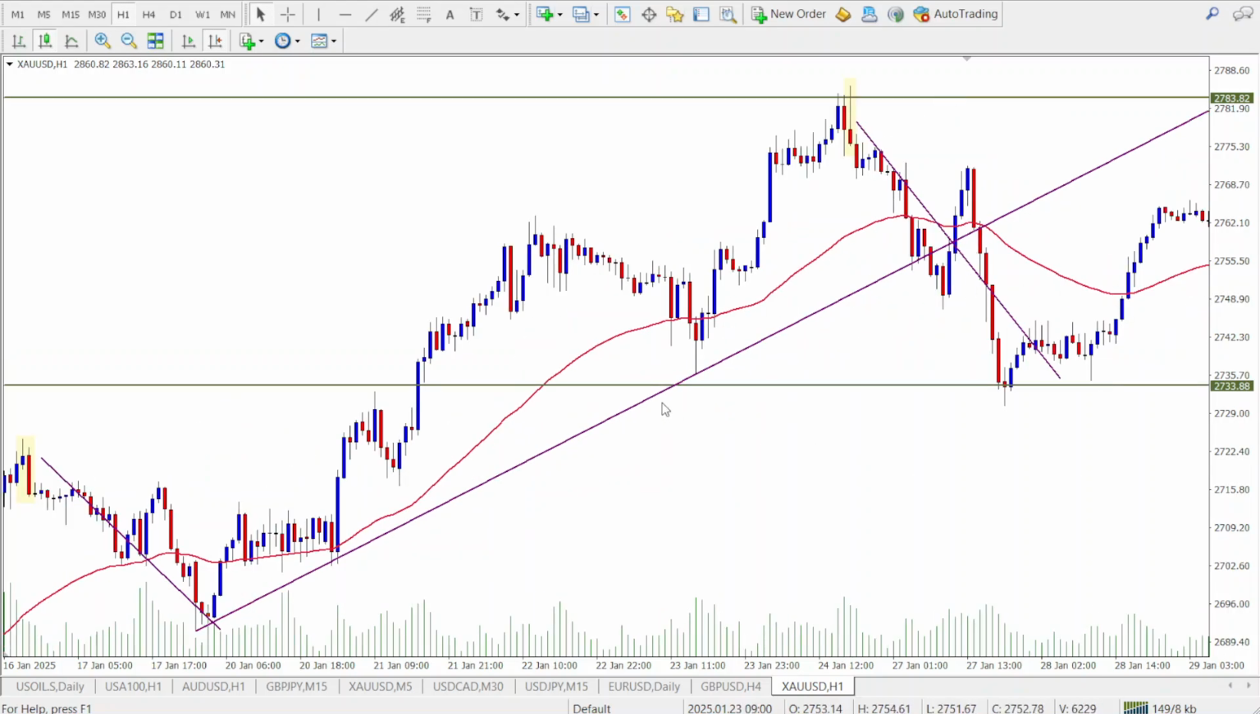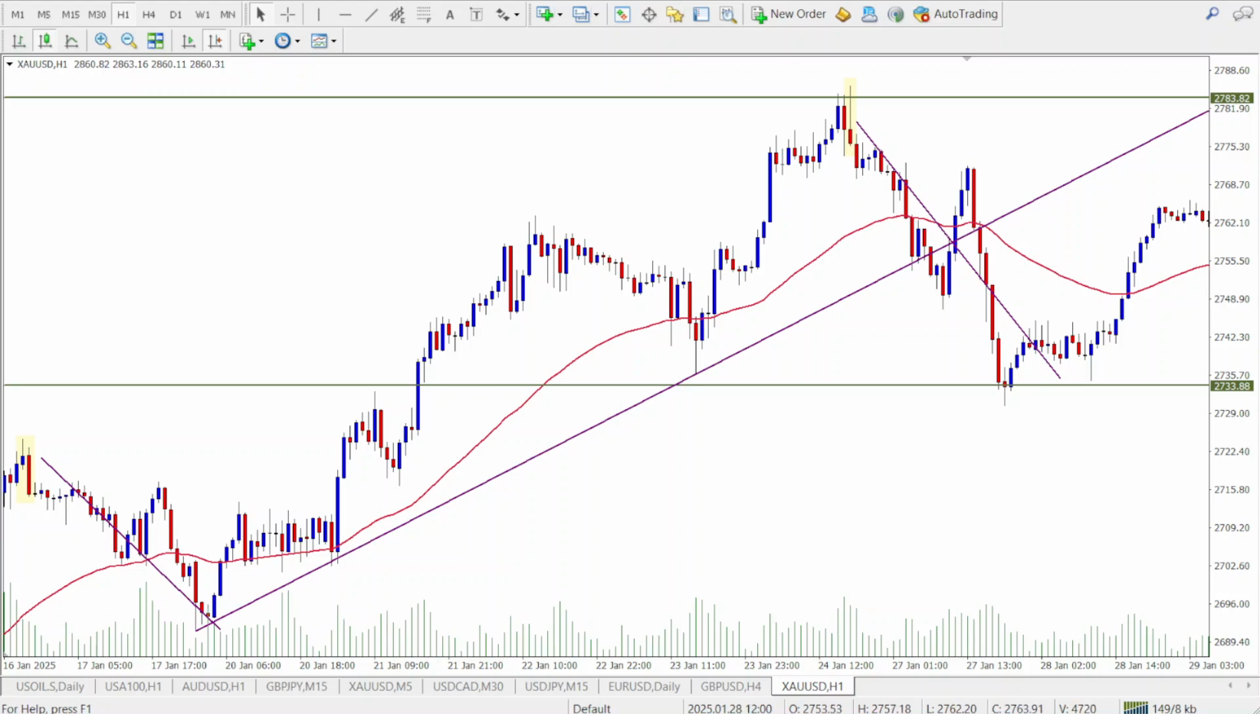Okay. Secondly, do not ignore market structure. If you are trading against the main trend, you are taking unnecessary risks. Stick to setups that align with the higher time frame trend. Okay? And then always wait for confirmation. One candlestick pattern is not enough. Wait for additional confirmation like volume, retests, breakout structures, and all of that before entering a trade.